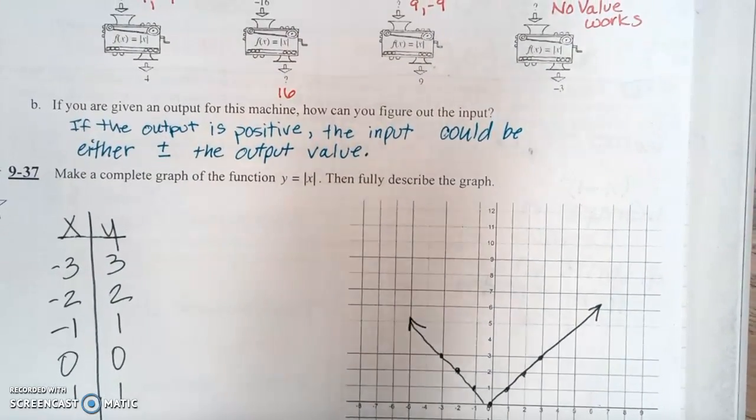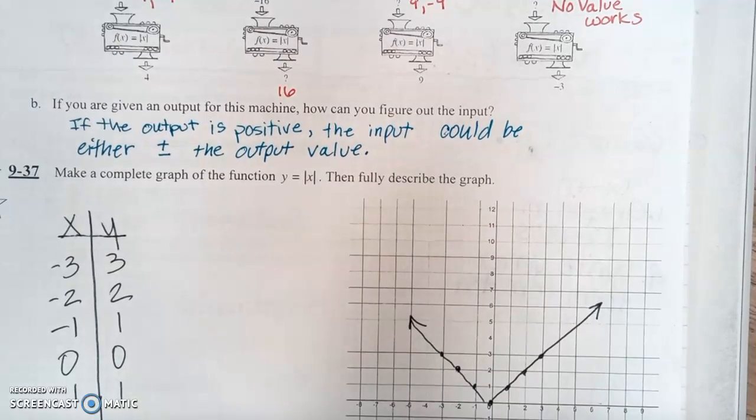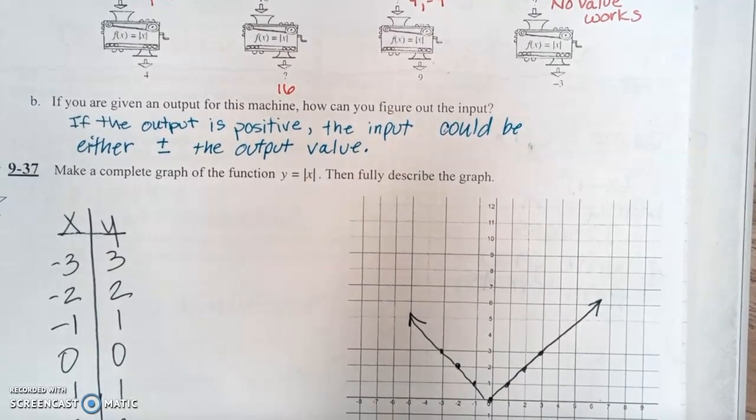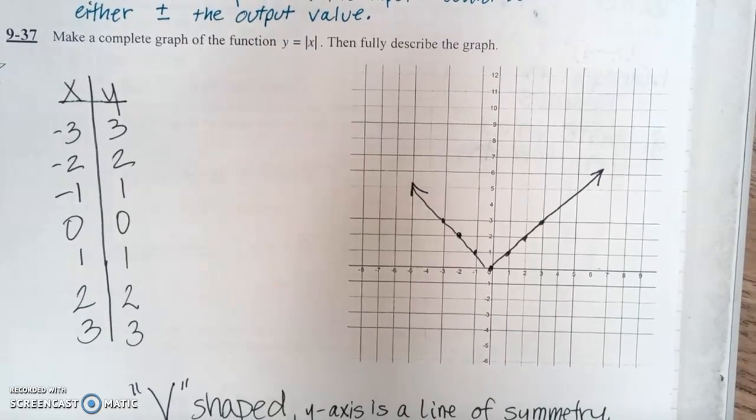All right? Part B says, if you are given an output for this machine, how can you figure out the input? The answer is, if the output is positive, the input could be either the positive or the negative of the output value. Okay? So someone asked, do we have to put both? Yes, the positive and the negative if you're looking for the input. Okay. All right, so that's how your absolute value works.